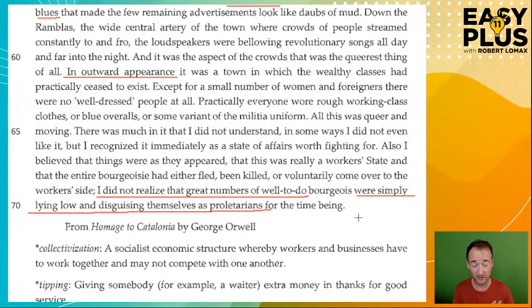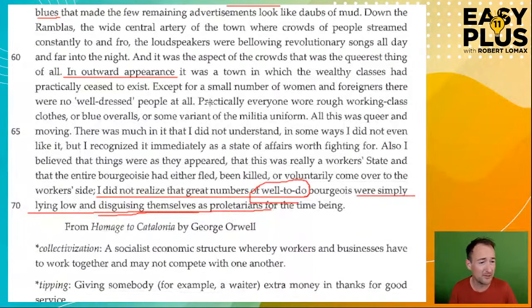Lots of difficult words here that you almost certainly will not know. And I must say, if you know the meaning of the words bourgeois and proletarian, then I am seriously impressed. But that's kind of the point. Can you work round these words and either work out their meanings or work out the answers despite not knowing their meanings? The key thing here is that great numbers of well-to-do, you'll know that phrase, I'm sure, were disguising themselves as something else for the time being.